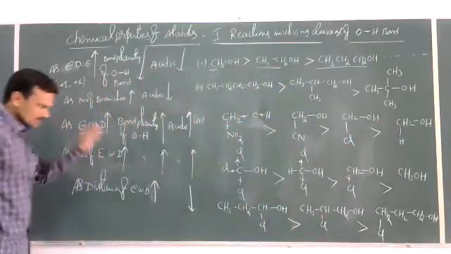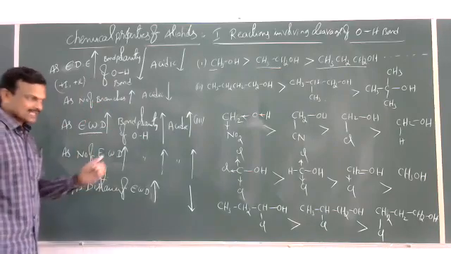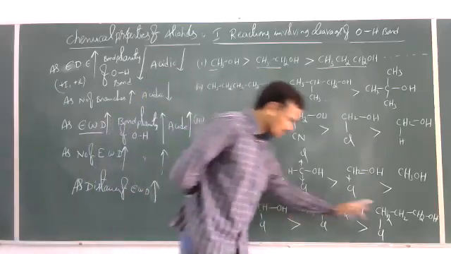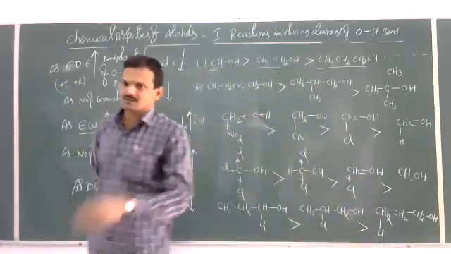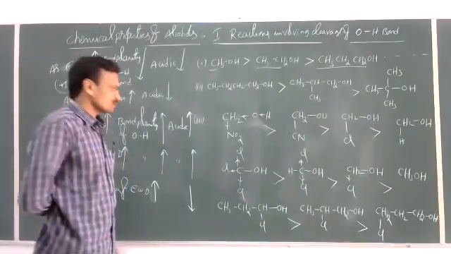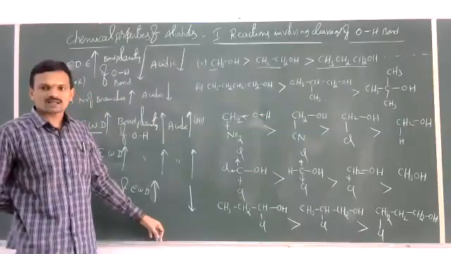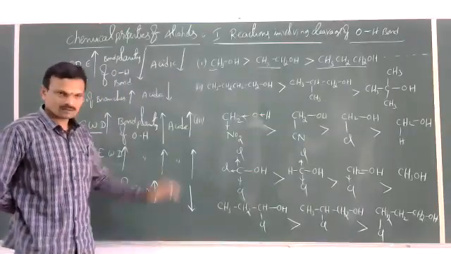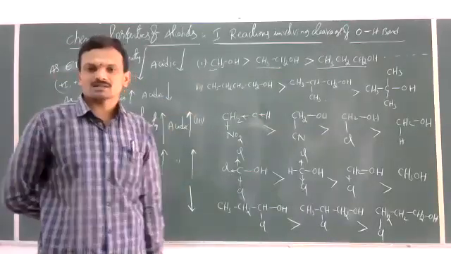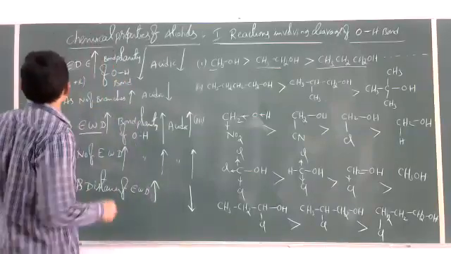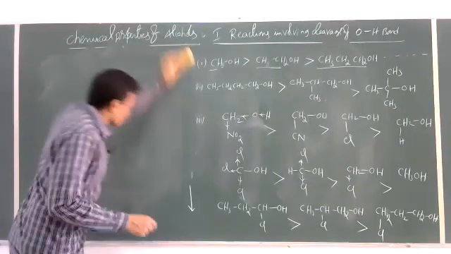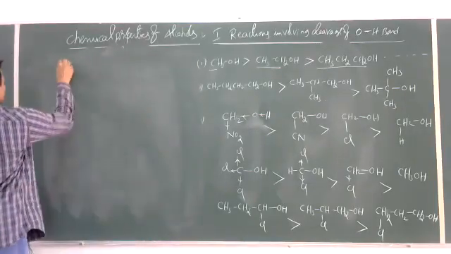Now, same withdrawing group, as the distance of the withdrawing group increases, 1-chloropropanol, 2-chloropropanol, 3-chloropropanol, like that, as the distance of the electron withdrawing group from the OH group increases, its withdrawing effect decreases. As the withdrawing effect decreases, acidic strength decreases. So this is regarding the order of acidic strength of different alcohols. Okay, so this is the second property. Now come to the third one, esterification.